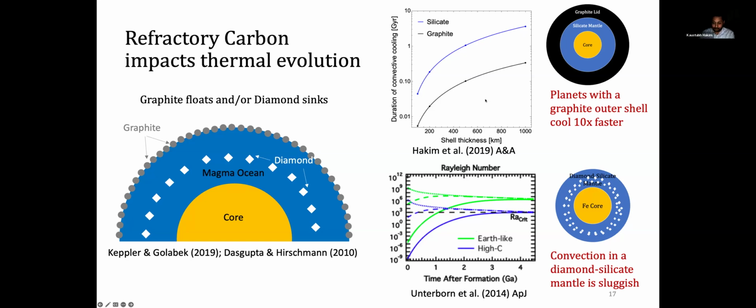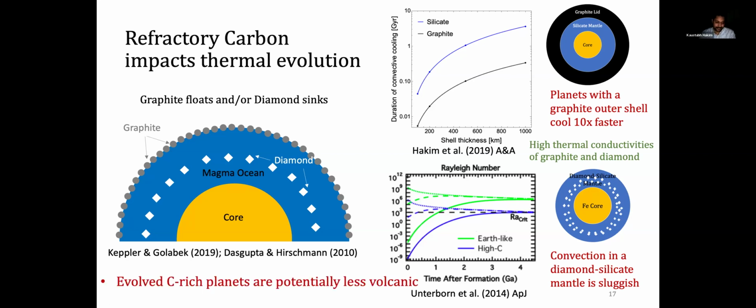And of course, both these effects are because of the high thermal conductivities of graphite and diamond. So knowledge of material properties is very important. If you have a planet which has different materials, it can really change how the thermal evolution works. And in both these cases, what is clear is you lose the heat of the planet, the formation heat, very fast. So one can also argue that evolved carbon-rich planets are potentially less volcanic, given these calculations.